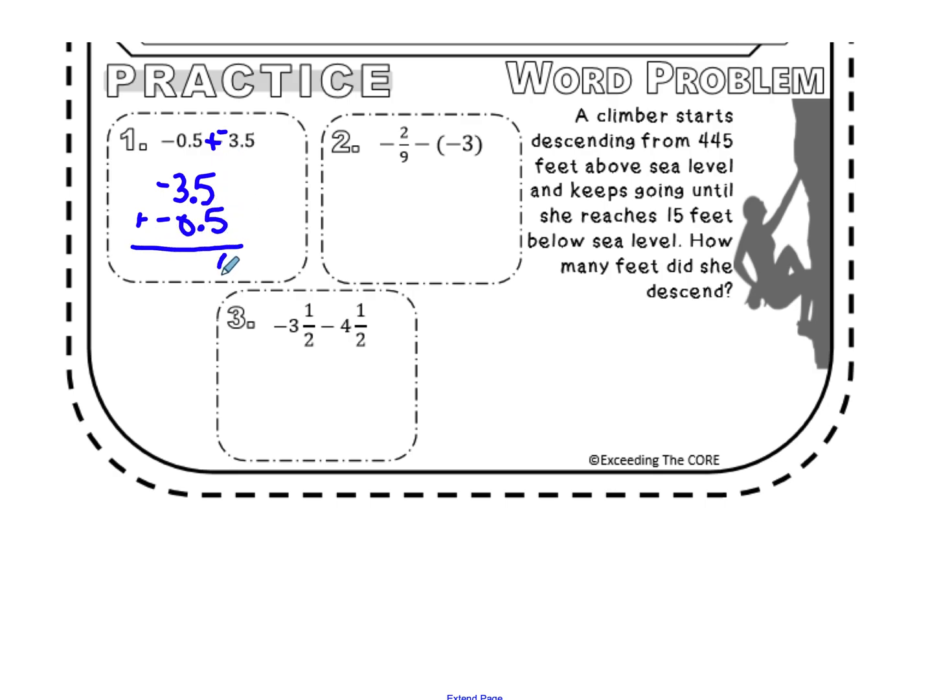5 plus 5 is 10, so this is going to be a 0. I'm going to carry my 1. 1 plus 3 is 4. My numbers are negative, so my answer is going to be negative. Negative 4 and 0 tenths. Same thing as negative 4.